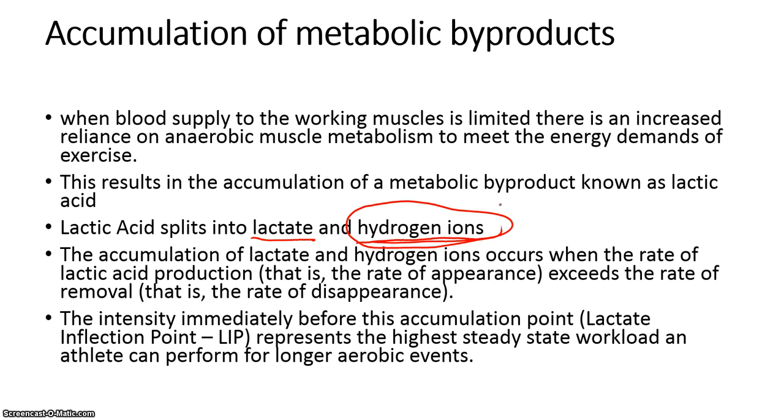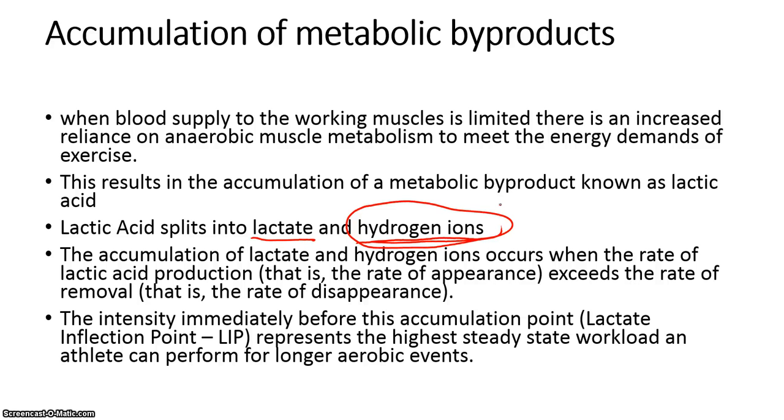The accumulation of lactate and hydrogen ions occurs when the rate of production of lactic acid is exceeding the rate of removal. So a key point with that one is you are basically producing lactic acid right now, but there's so much oxygen being pumped around your body that you can easily cope with the small amounts of lactic acid. Once the intensity increases and there's a higher demand to move quickly, then your body can't cope at a certain point.